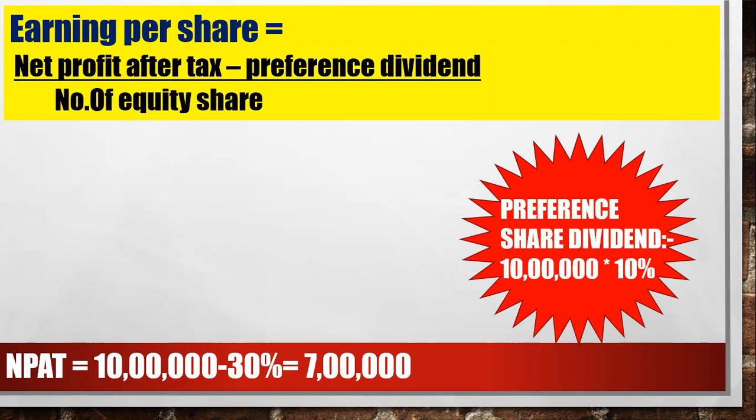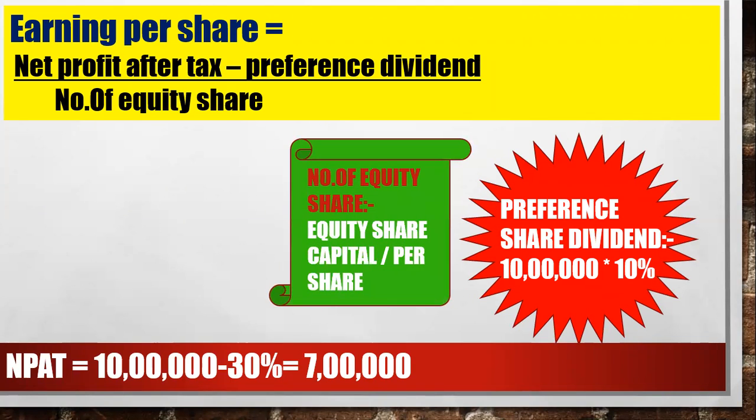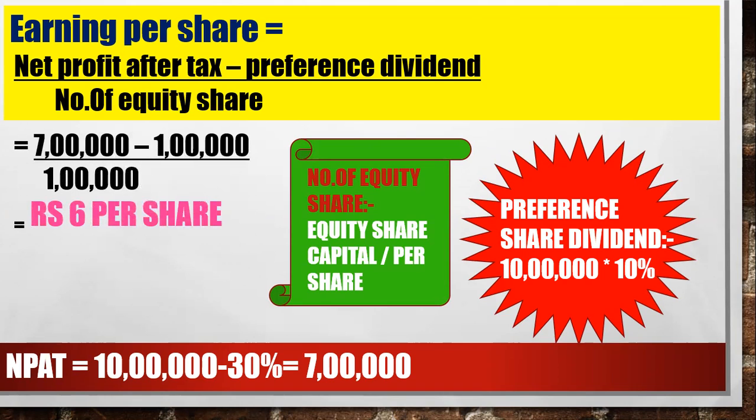Whenever they say 10% debenture or 10% preference share, that means this is the hidden adjustment. You have to give that. So 10 lakh multiplied by 10%, you will get 1 lakh only. After that, the number of equity shares, as I told you, how will you get it? Equity share capital upon per share, that is face value. So equity share capital is 10 lakh, per share is 10 rupees. Upon that you will get 1 lakh. So this is the solution over here.